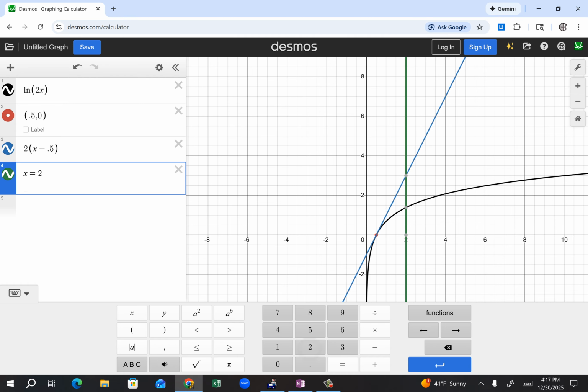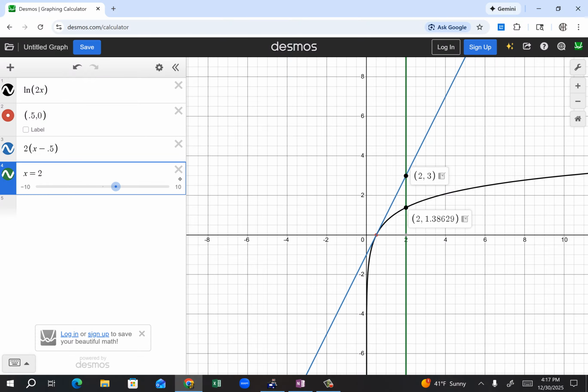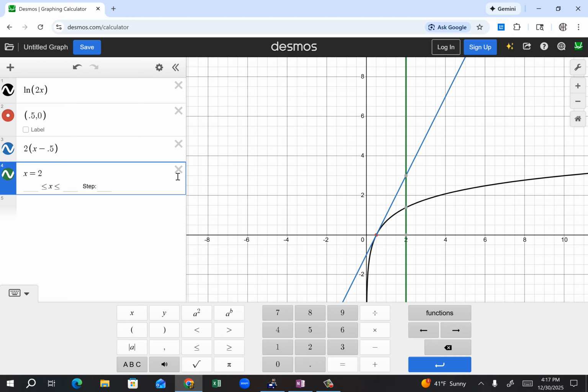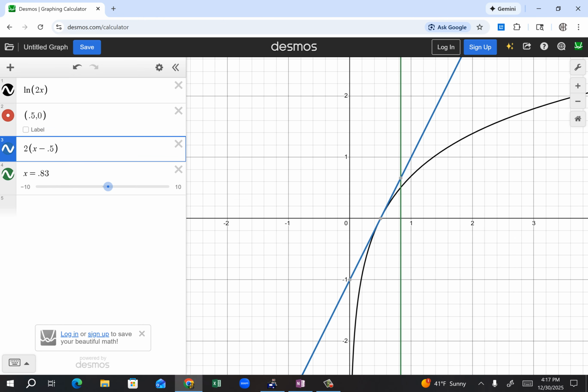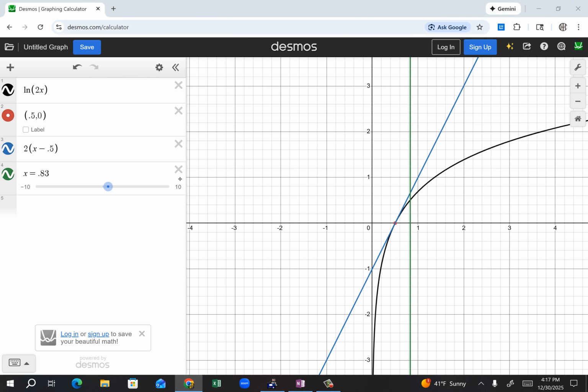x equals 2? No. As you can see, they are miles apart from one another. That prediction versus this actual, that's ridiculous. What about if I just did like 0.83 or something? Yes, I feel like we could probably get away with that.